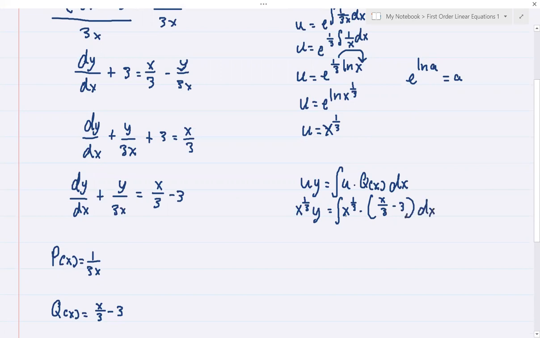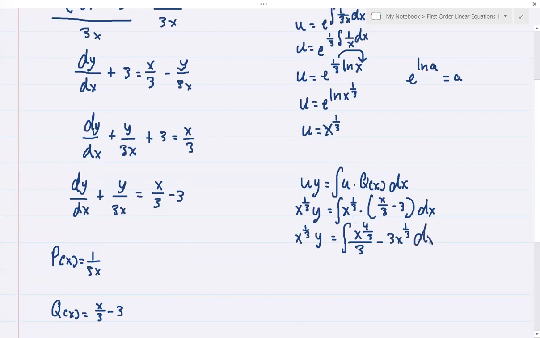So we can now simply distribute. If I distribute x raised to 1/3 to x all over 3, I will have the integral of x raised to 4 all over 3, over 3, and minus 3x raised to 1/3. I simply distribute x raised to 1/3 to -3.